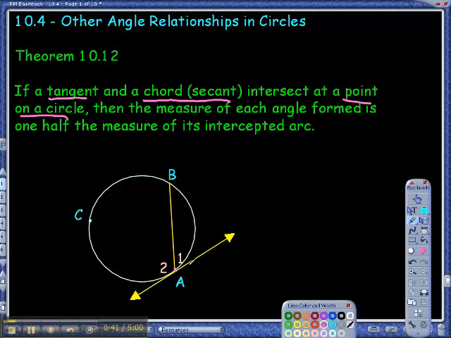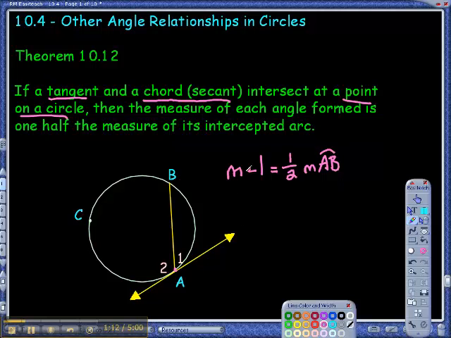Now, if you think about this, this sounds a lot like our inscribed angles theorem that we took a look at the other day. The difference is that here, my two sides of my angles are not both parts of chords. Here I've got part of a chord and part of a tangent line. But the same idea is true. So if I want to talk about the measure of angle 1, it is going to be half of the measure of its intercepted arc, so half of the measure of arc AB.